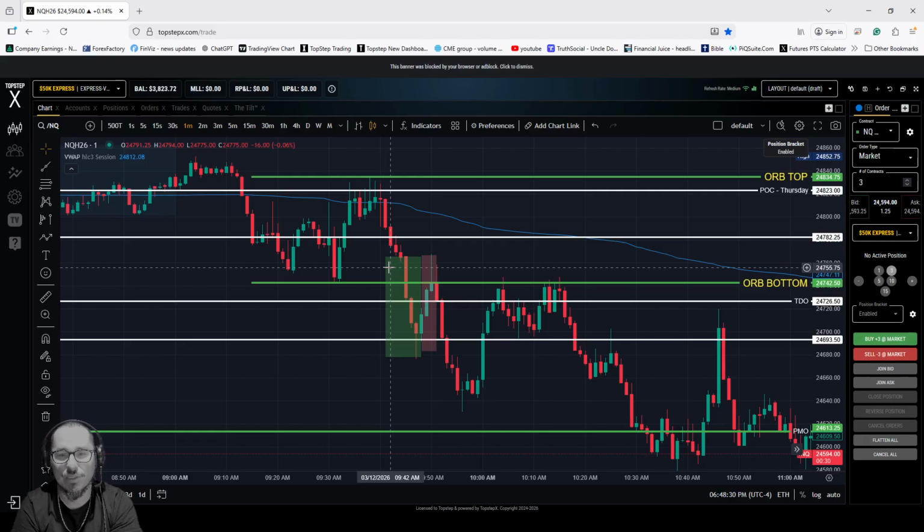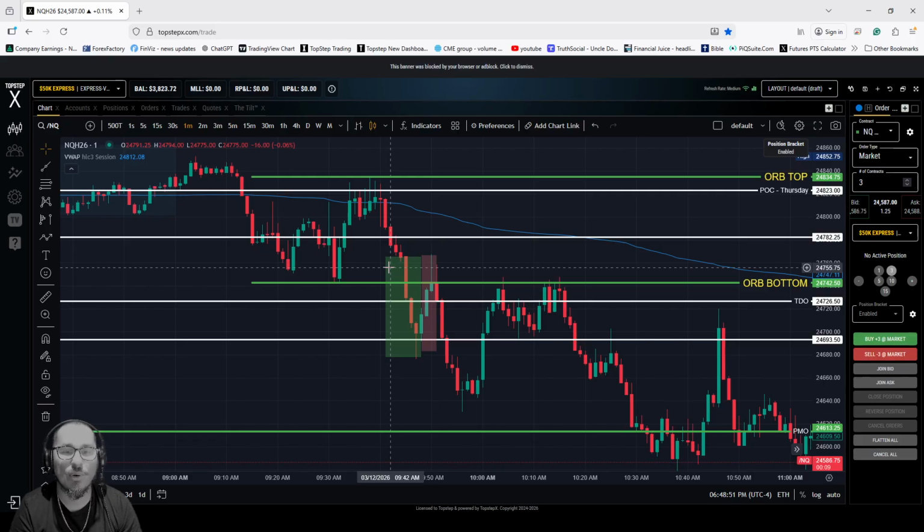Isabel, do you have any questions on this? No, I was just gonna mention, I just want to make sure I understand this part: that green part that you marked, it's break and retest, correct?